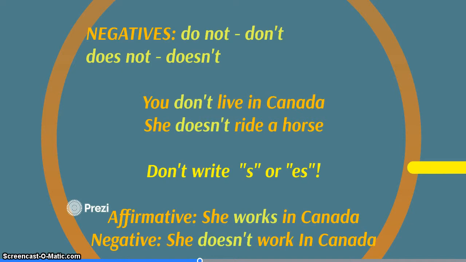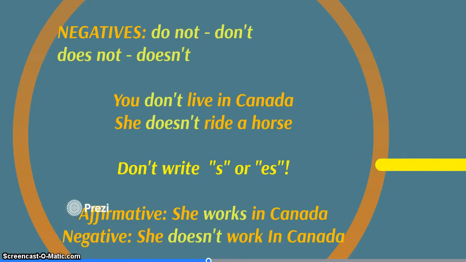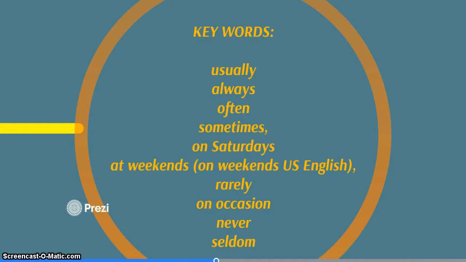Okay, for the negatives, we also use do or does with the negative word not. Do not, contraction don't, or does not, contraction doesn't. You don't live in Canada, she doesn't ride a horse. Remember, we don't need S or ES because we have doesn't. She works in Canada, she doesn't work in Canada. Good. Also remember that we use the present simple with words like usually, always, often, sometimes, etc.